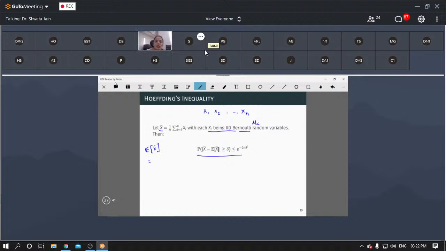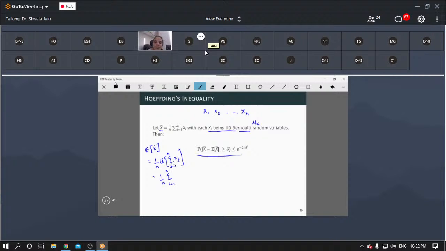Expectation of x bar is going to be 1 by n expectation of summation i equals 1 to n x_i. This is going to be 1 by n expectation; I can pull the expectation inside. So summation i equals 1 to n, and expectation of x, let me say j here, just to avoid confusion.